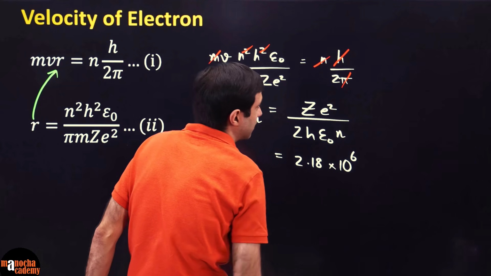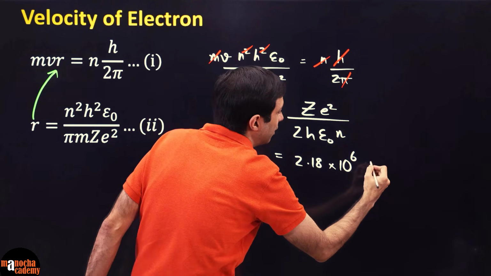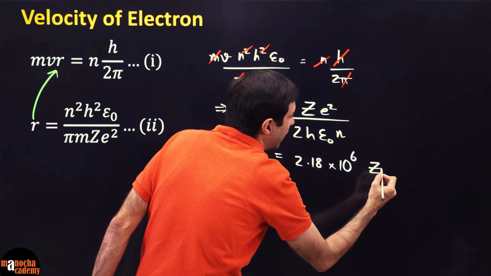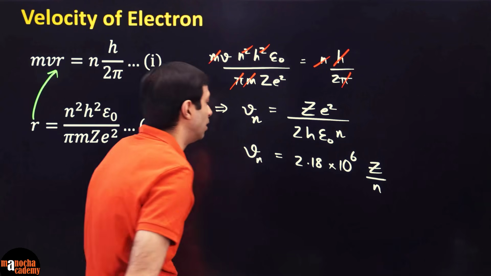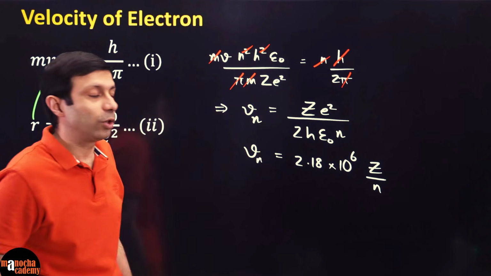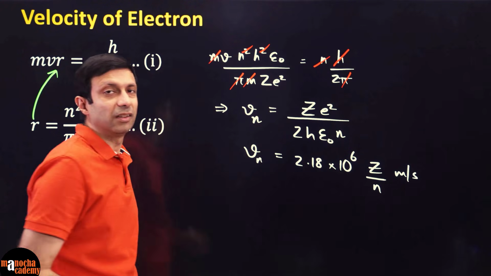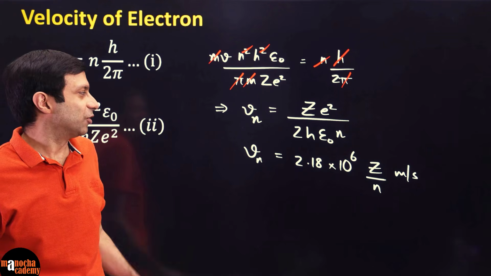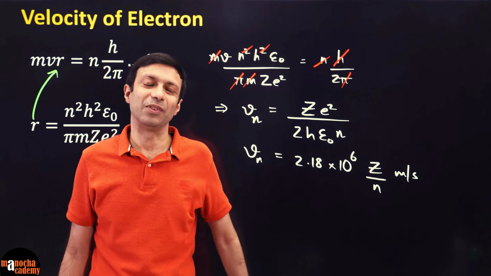to the power 6. So all these constants I've substituted and I'm left with Z divided by N. This is the very, very important expression for velocity of the electron in the nth shell, and the unit over here is going to be meters per second. The SI unit, the speed of the electron. So this is your velocity formula for the nth shell of the electron.